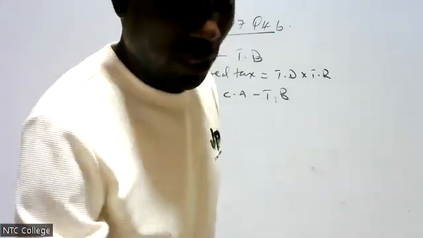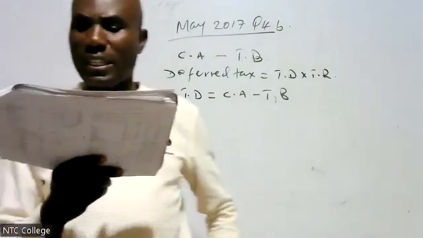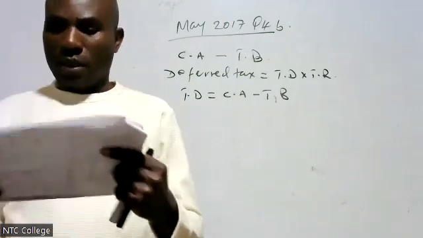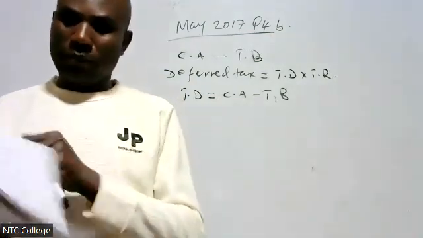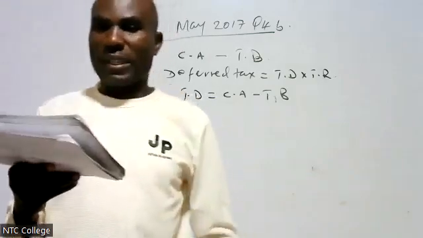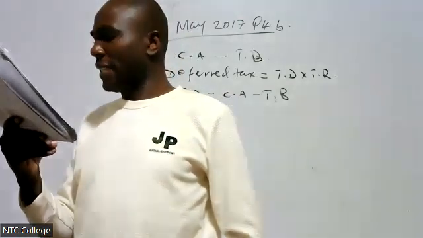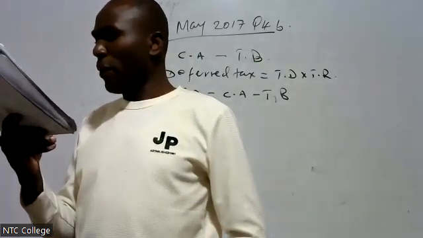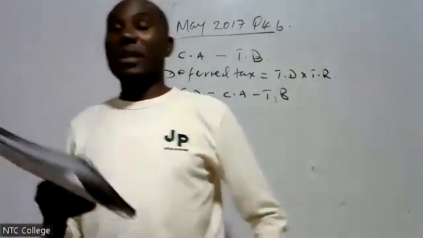Therefore, when we look at this question of May 2017, question number 4, it says like this: Munro Limited, a manufacturing company, provides for a deferred income tax in accordance with IAS 12 Income Taxes. The following is an extract from the statement of financial position as at 30th April 2017.